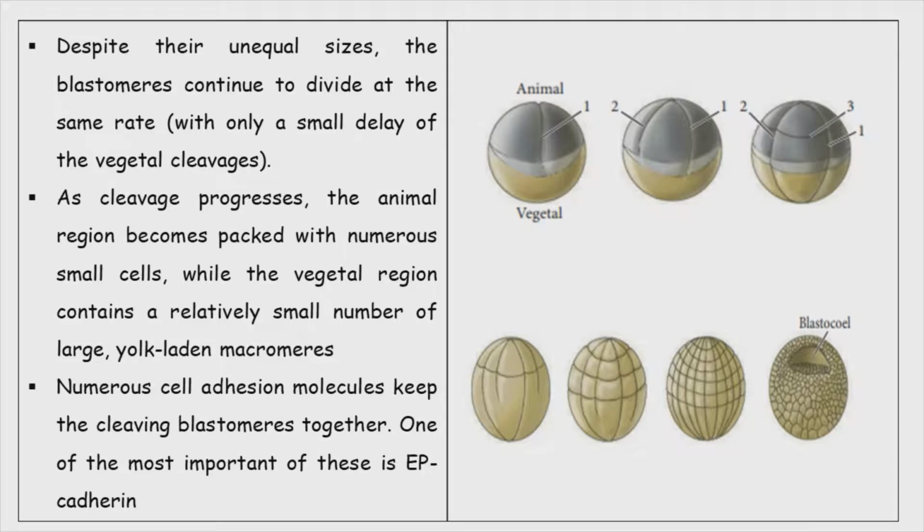So because of the presence of yolk at the vegetal region, the division or cleavage is fast in the animal polar region as compared to the vegetal region. And numerous cell adhesion molecules keep the cleaving blastomeres together. These blastomeres are attached to each other. They don't separate from each other. And the factor which is causing the adhesion of these blastomeres to each other is epicadherin.